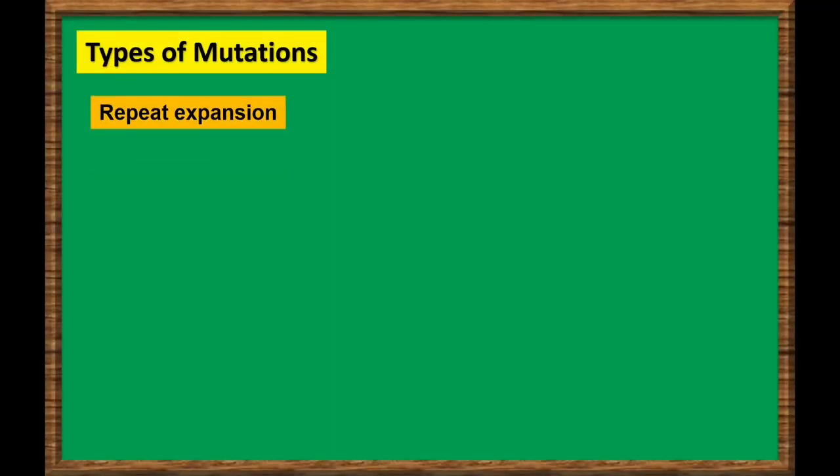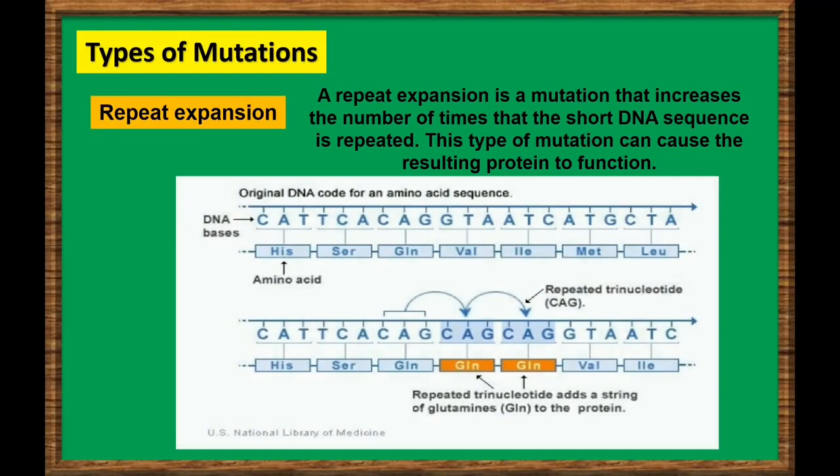And the last type of mutation is repeat expansion. A repeat expansion is a mutation that increases the number of times that the short DNA sequence is repeated. This type of mutation can cause the resulting protein to malfunction. For example, the code CAG is repeated, thus giving you a repeated amino acid of glutamine.